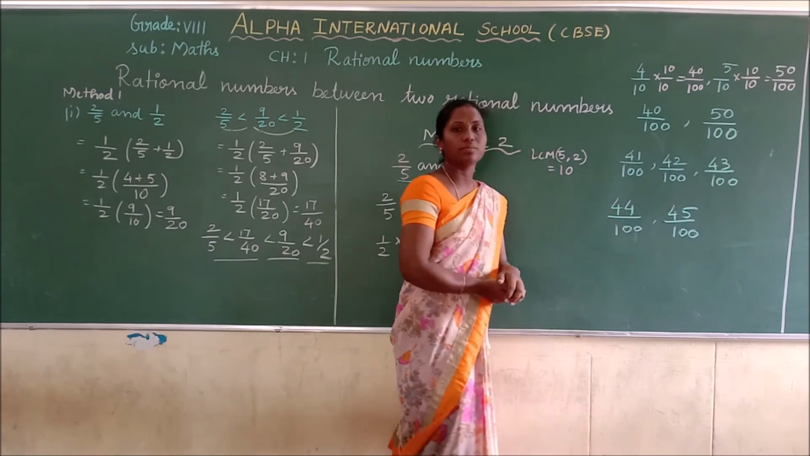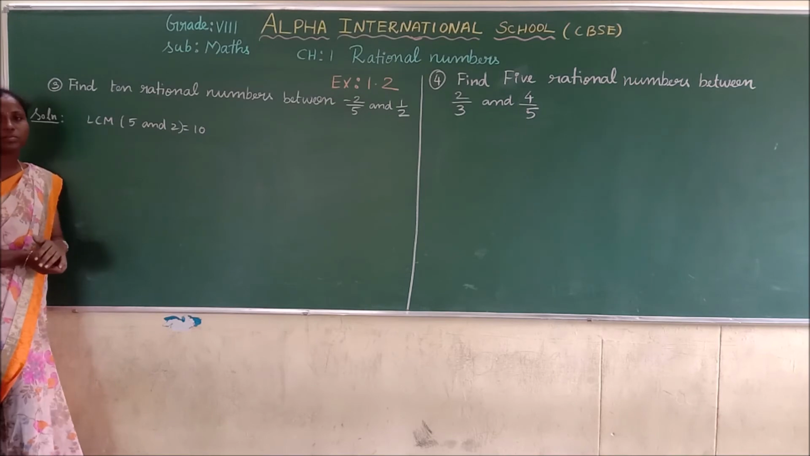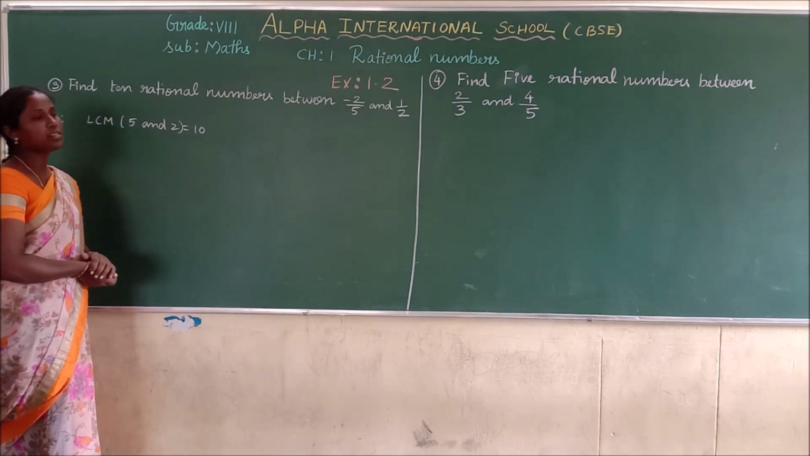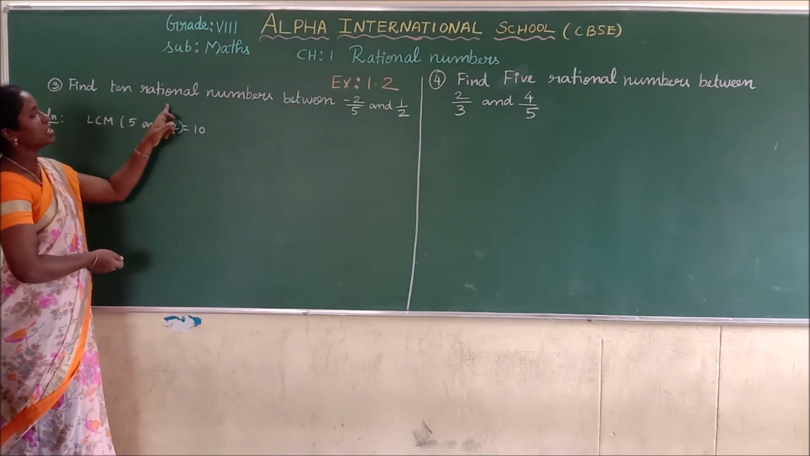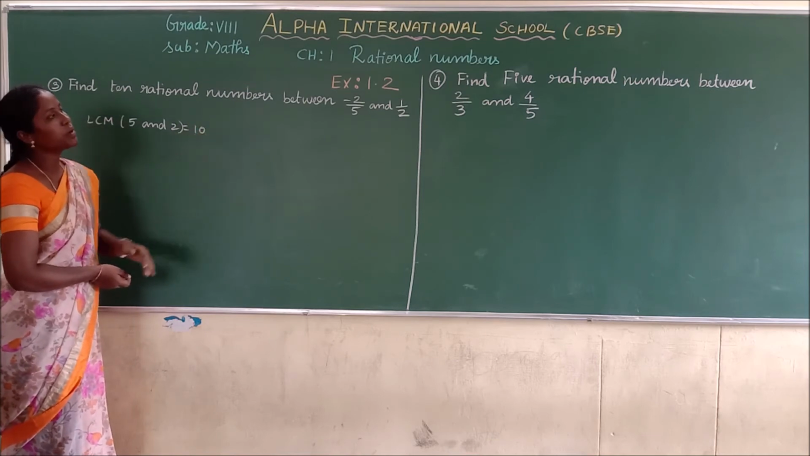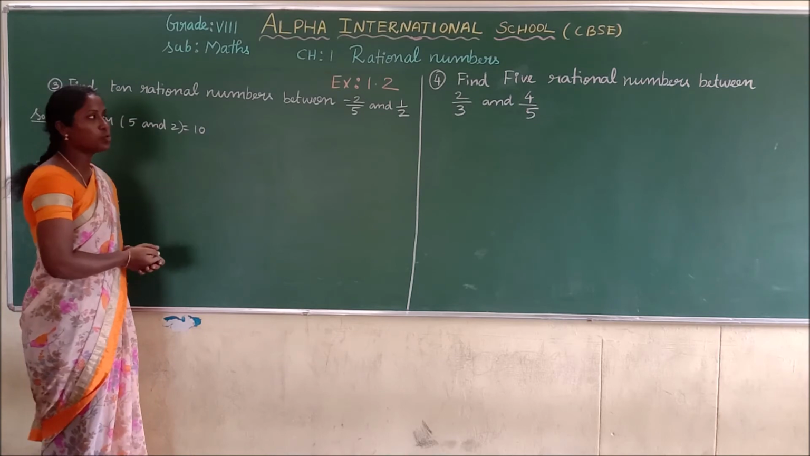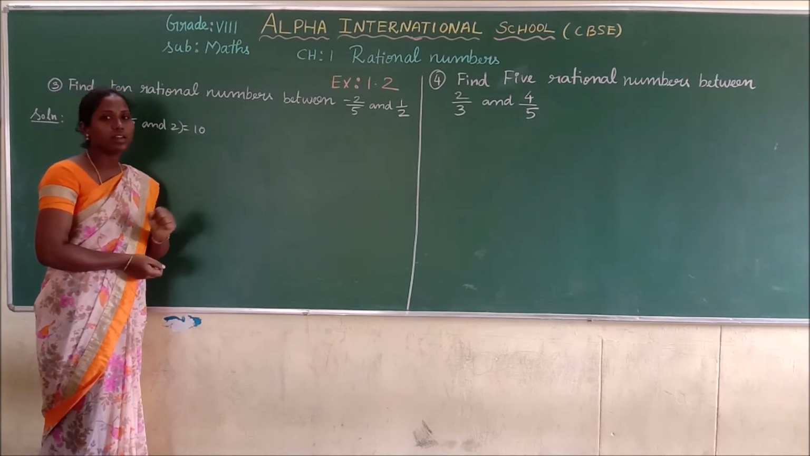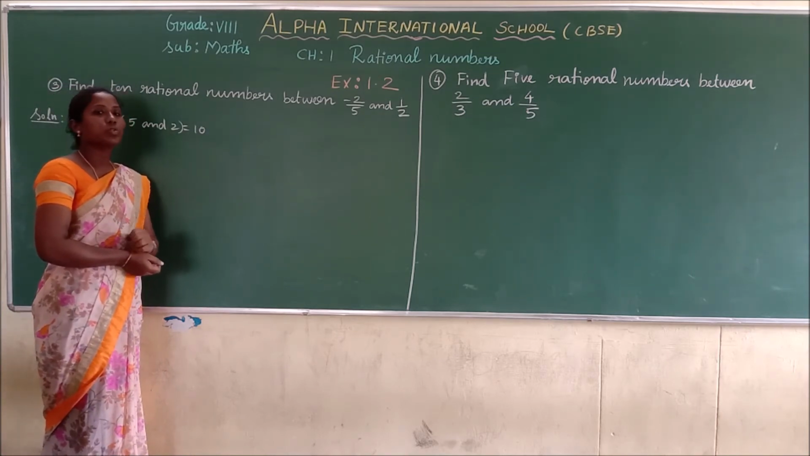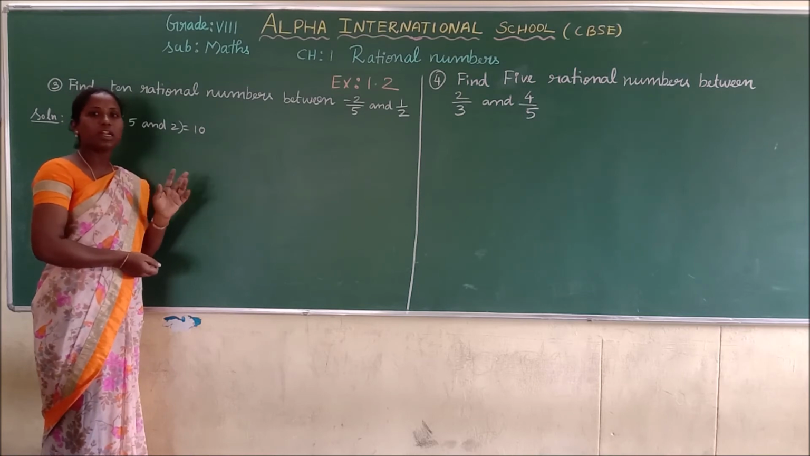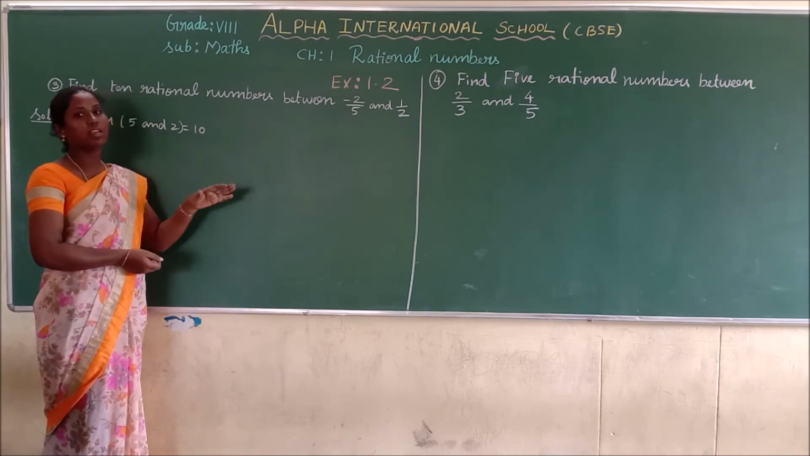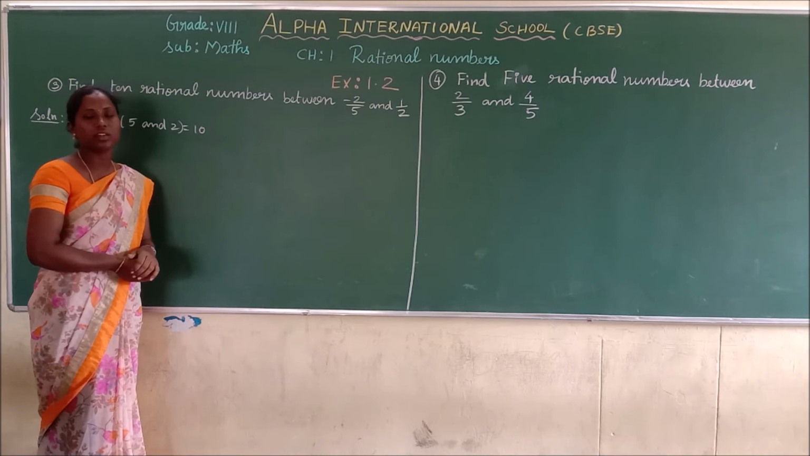Now the problem for our second exercise. Find 10 rational numbers between -2 by 5 and 1 by 2. We have been given the two rational numbers -2 by 5 and 1 by 2, and we have to find 10 rational numbers. We can start with the two methods, method 1 and method 2, taking the mean, or equalizing the denominators and finding the rational numbers.